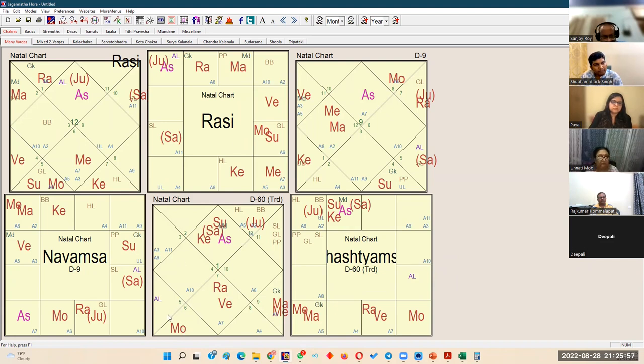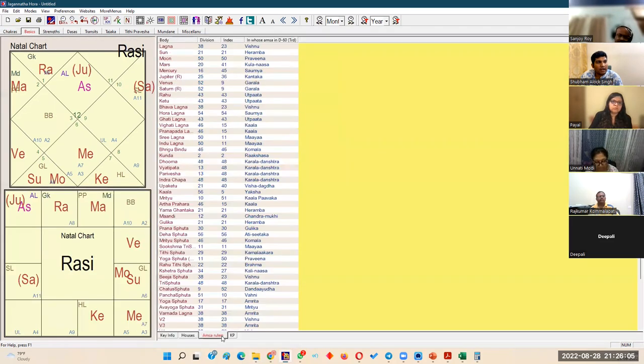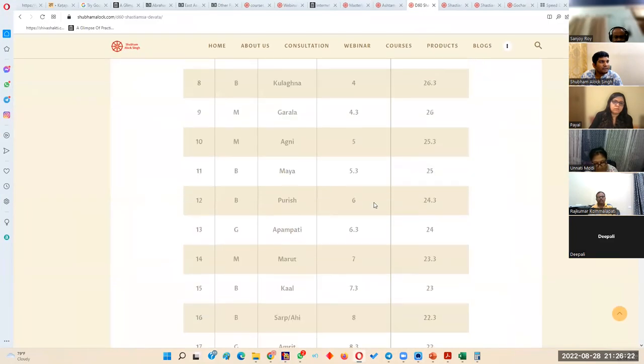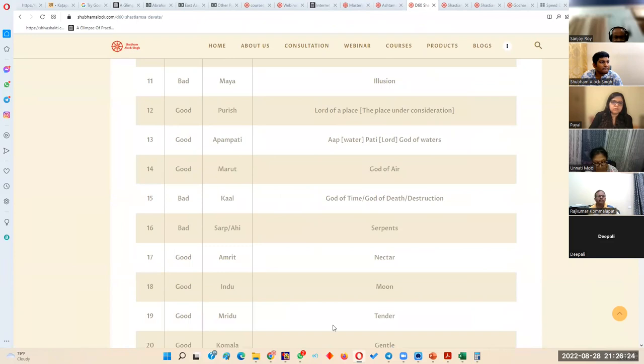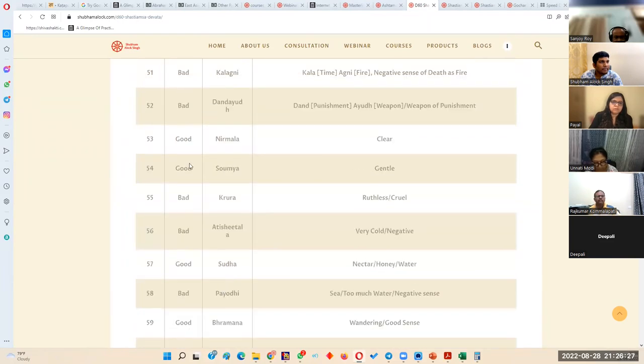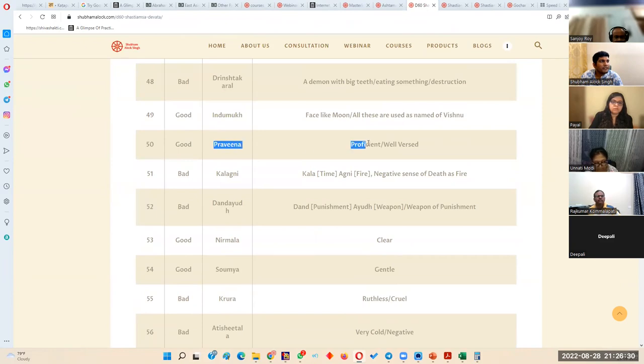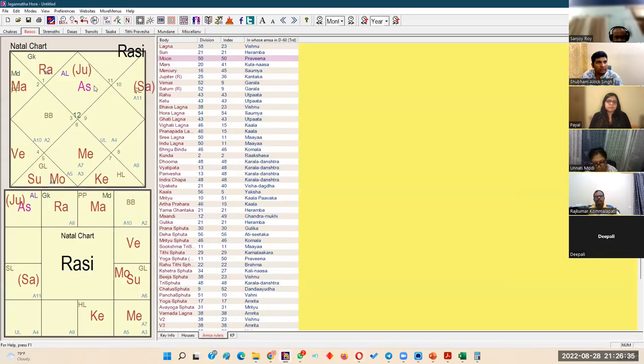But moon is under the rulership of which deity in D60? To find that, you go to basics, you go to Amsha rulers, right click, select D60. And you know that moon in D60 is in Praveena D60. And to check the result in this table, my table, you can just find the Praveena. Praveena means proficient and well-versed. So this makes you proficient in what?